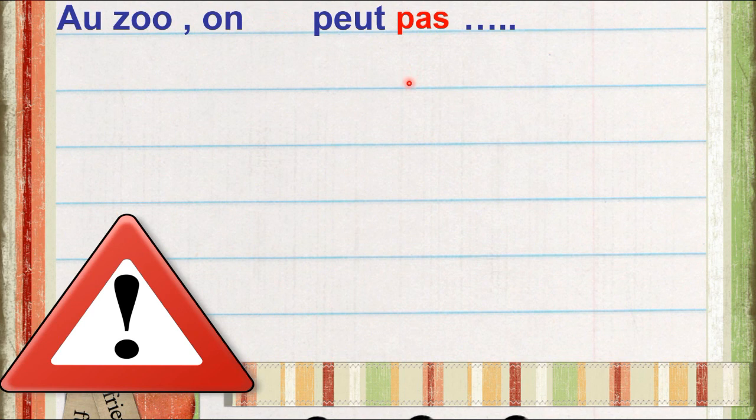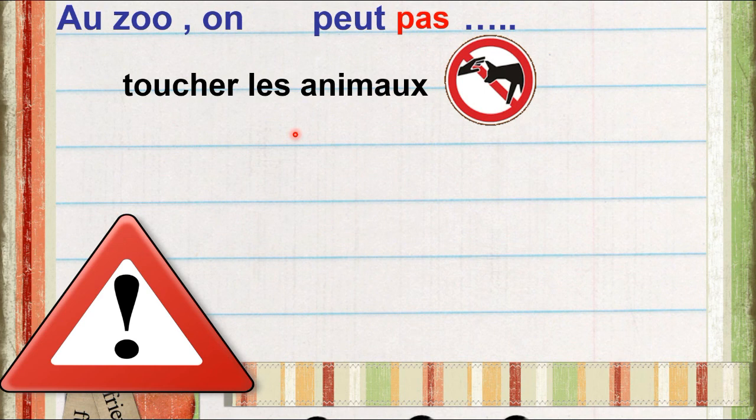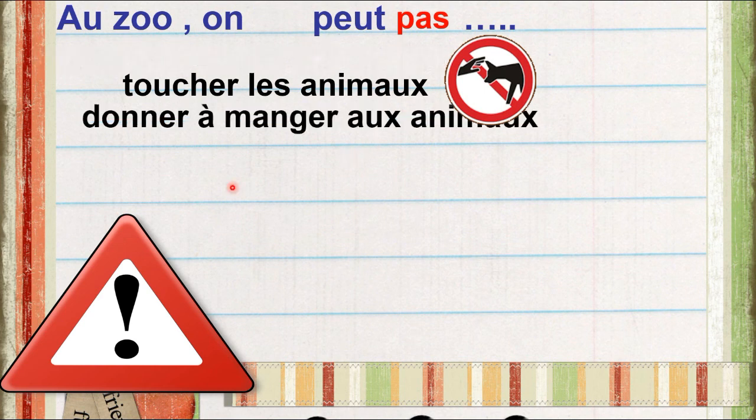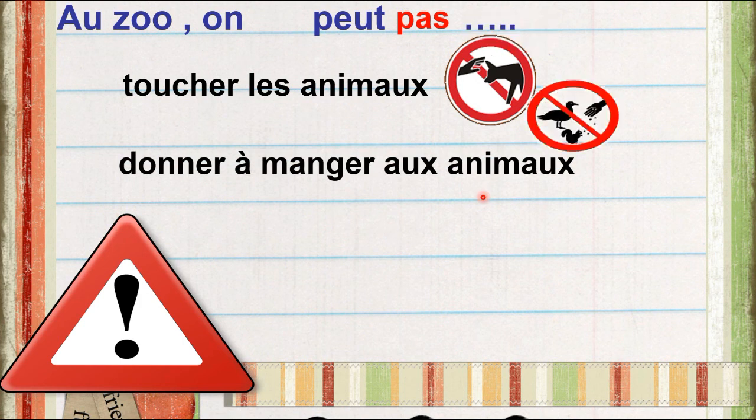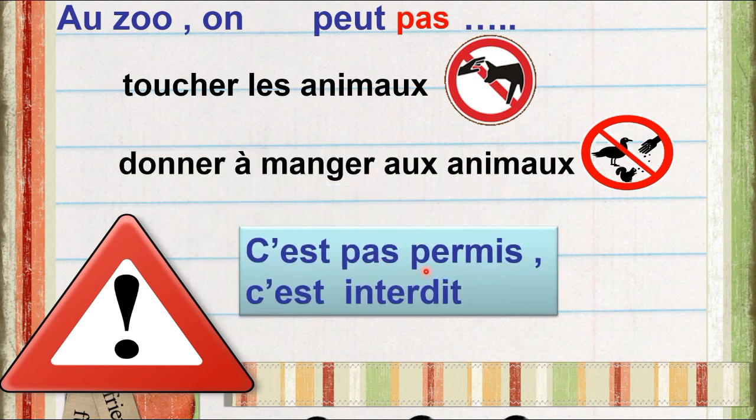Like on peut adopter, on peut pas adopter. On peut pas toucher les animaux. You can't touch the animals. On peut pas donner à manger aux animaux. We can't give the animals to eat. It's not allowed. On peut pas toucher les animaux. On peut pas donner à manger aux animaux. C'est pas permis. C'est interdit.